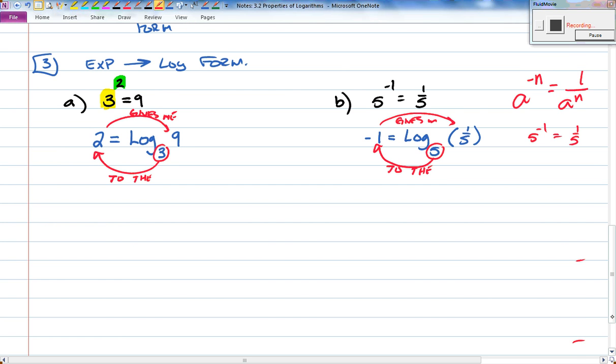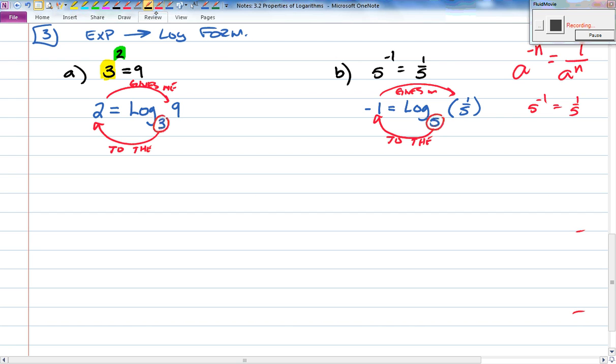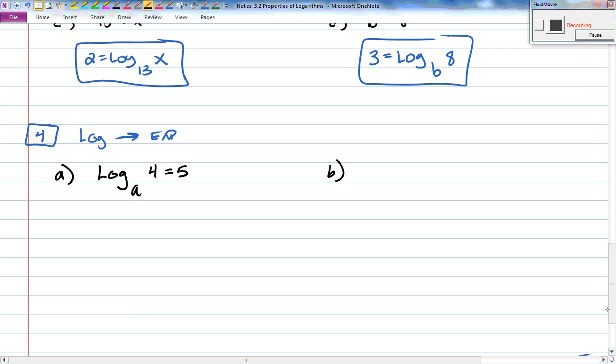You guys on board so far? Okay, good. So I'm going to give you a few more I want you to try on your own. Here is part C. Okay, please do 13 squared equals x. Here's part D. Please do b to the third equals. All right, let's go the other way now. Let's go practice going the other way.